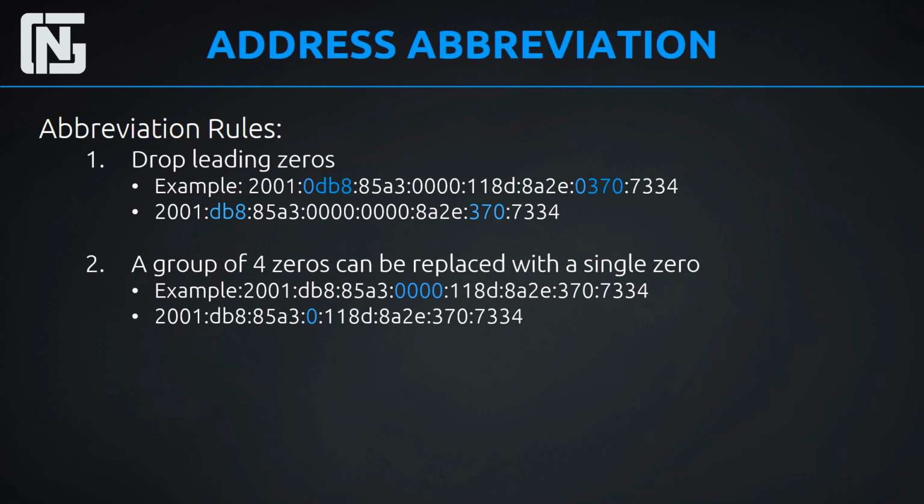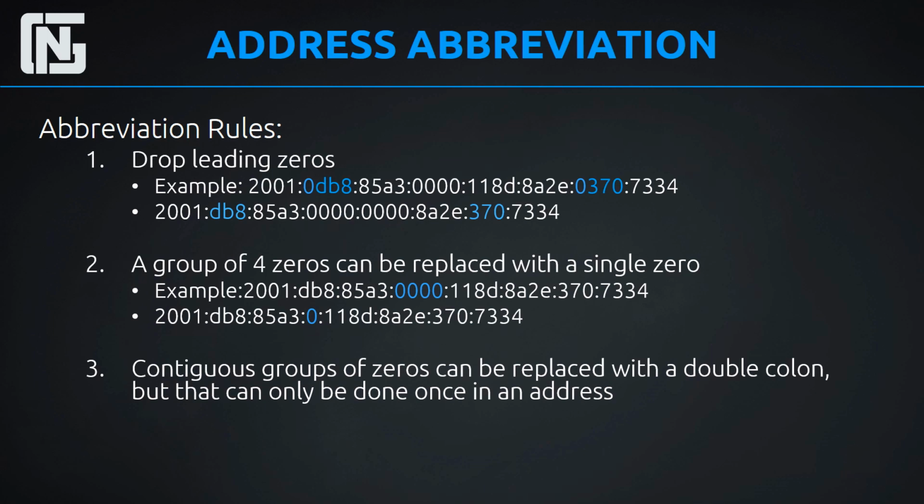All right. Now the next one actually saves a lot of room when we have a lot of zeros, and that is that when we have contiguous groups of zeros, they can all be replaced with a double colon. But you can only do it one time in the address. Here's an example. If we have 2 contiguous or adjacent groups of all zeros, we can replace all of them with a double colon. Now, it's 2 or more, actually. So it could be these 2. If we had another group of zeros here, we could summarize all 3 with a double colon. Or you get the point, right? It's from 2 or more, double colon.